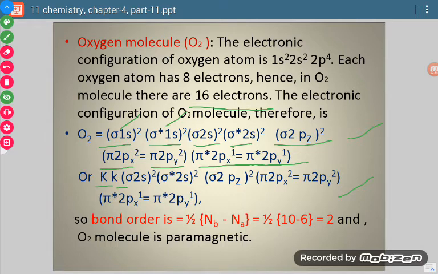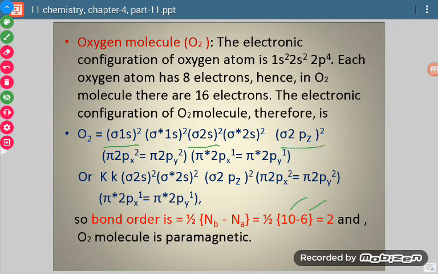Okay. Now let us count the bonding and antibonding electrons. Now how many bonding electrons are there? There are 10 bonding electrons and 6 antibonding electrons. See, bonding electrons are 2, 4, 6, 8, 10, and antibonding 2, 4, 5, 6. Okay. So the bond order value comes out to be 2.